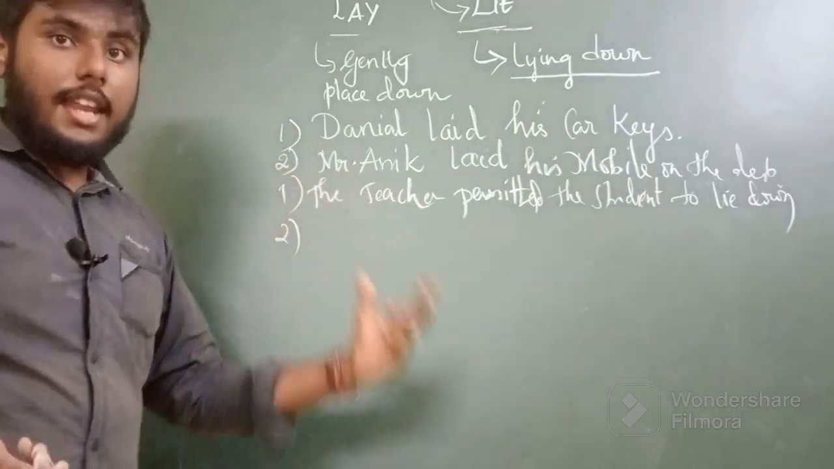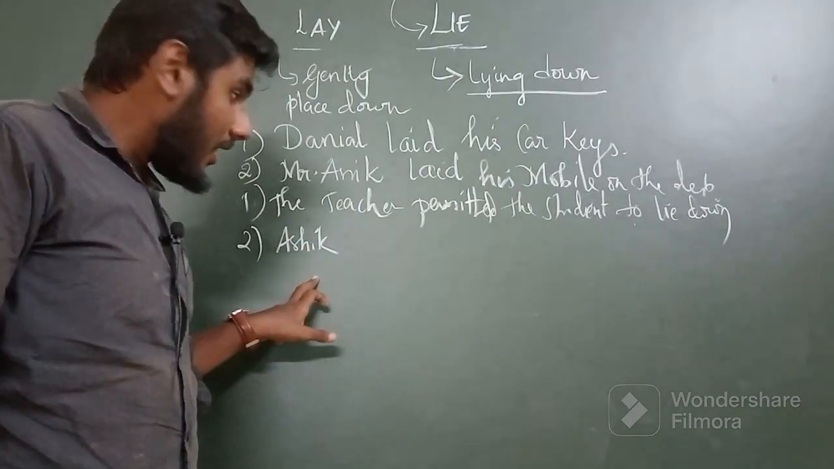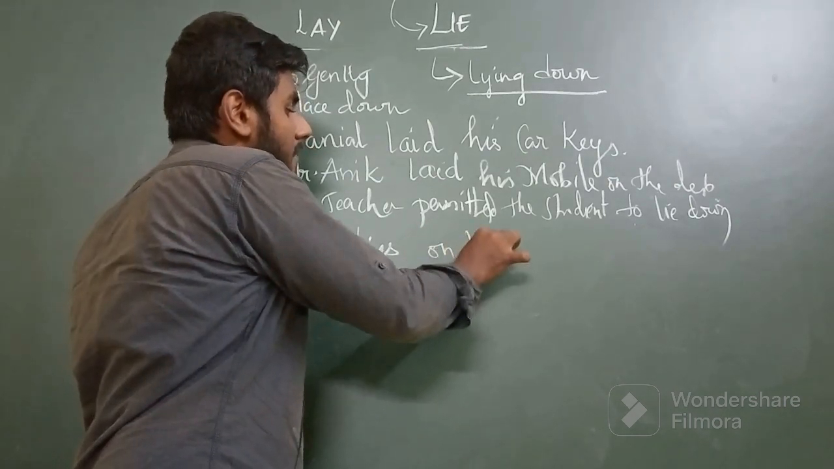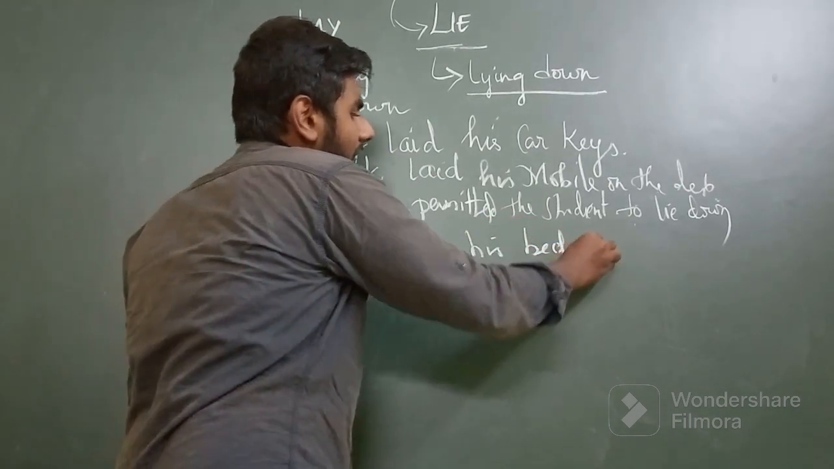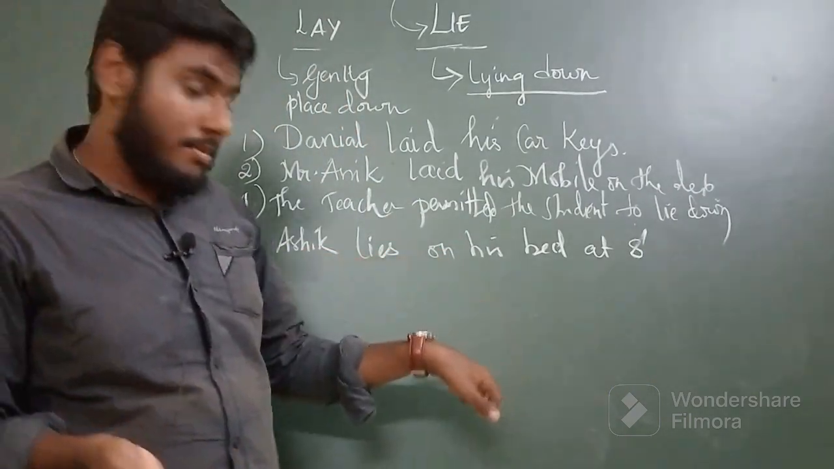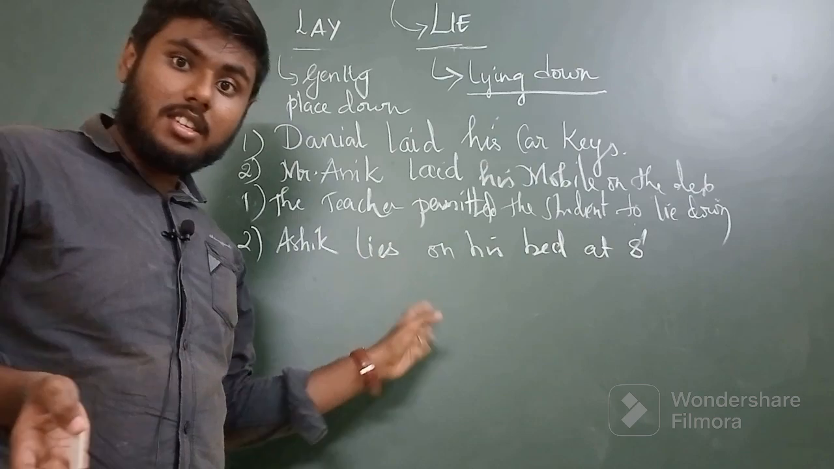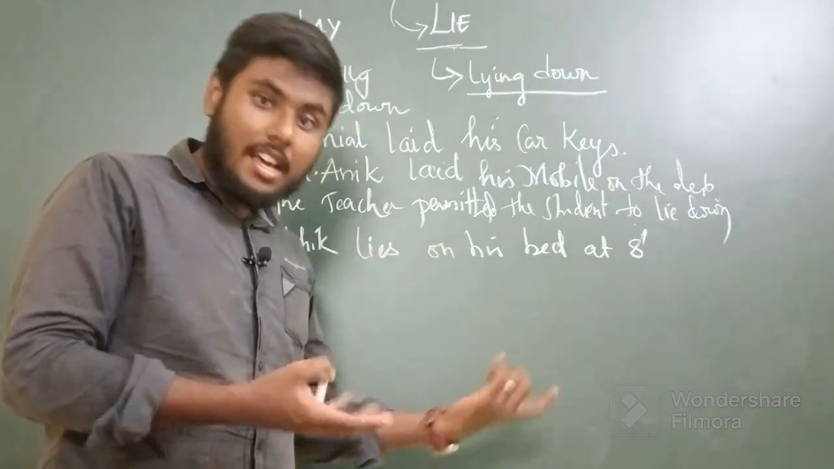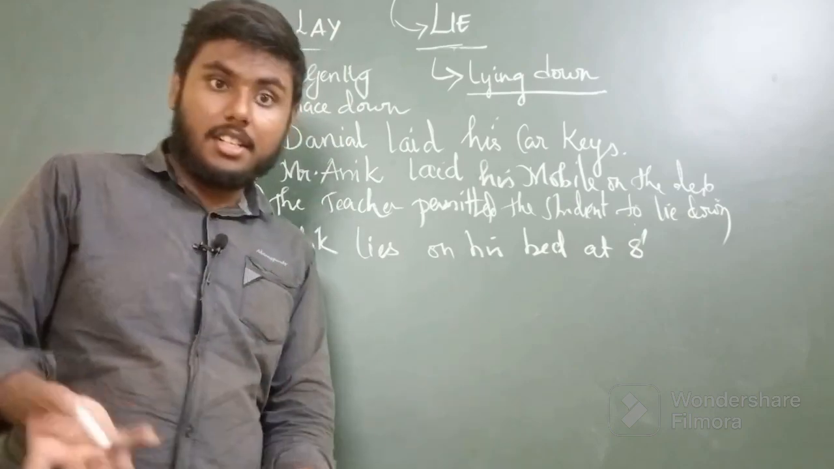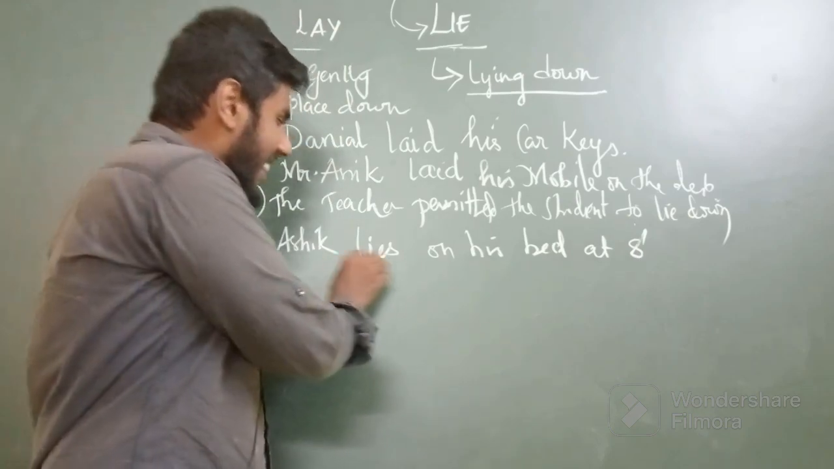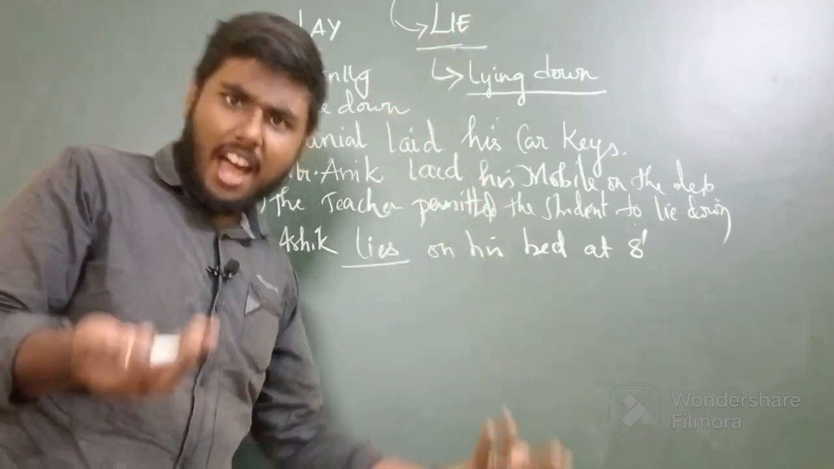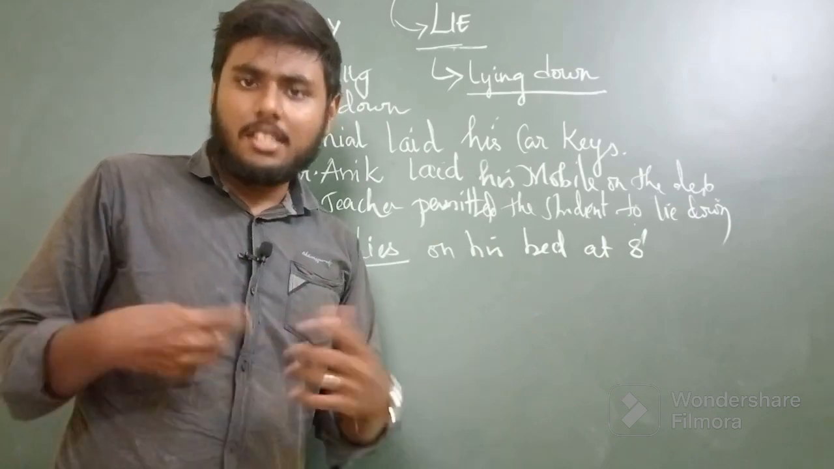And let me give you quickly another example. Ashik lies on his bed at 8. So this sentence means that Ashik is a person who usually goes to his bed to fall asleep at 8 o'clock in the evening, or 8 o'clock at night usually. And this lies refers to the meaning of lie, to simply lie on to the bed.